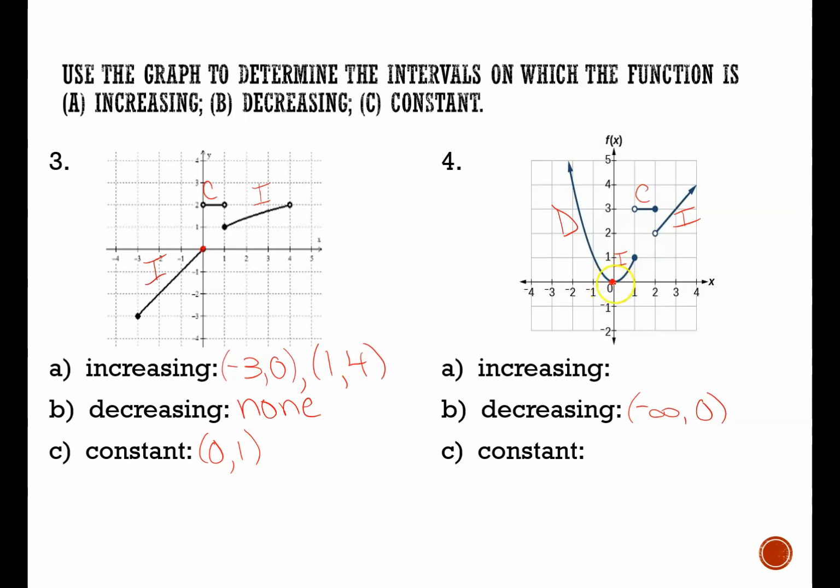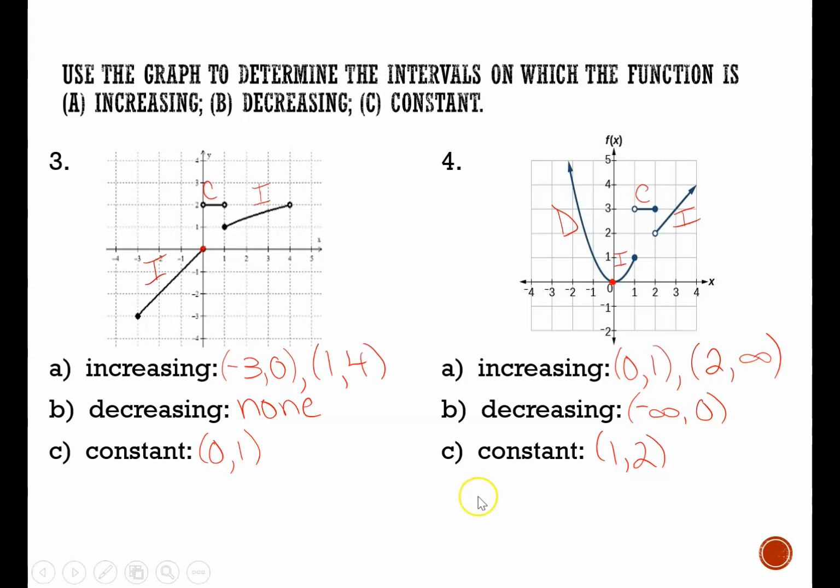Then we've got this small little increasing interval that starts at 0 and increases until x is 1. When x is 1, we're going to jump up here, and we have a constant interval from 1 to 2, 1 to 2 on the x. And then at 2, it starts increasing again, so come back to increasing 2, and then it increases forever to positive infinity.